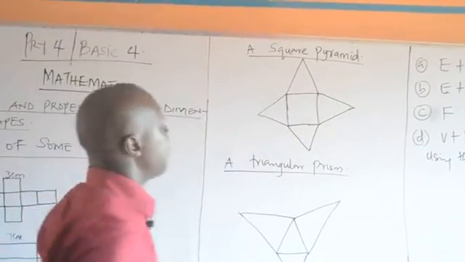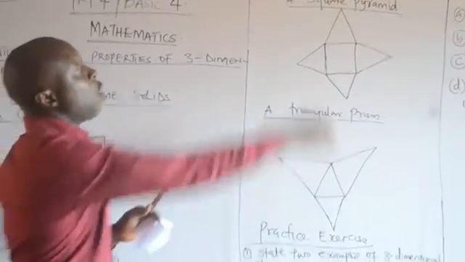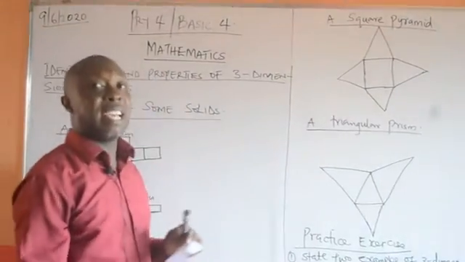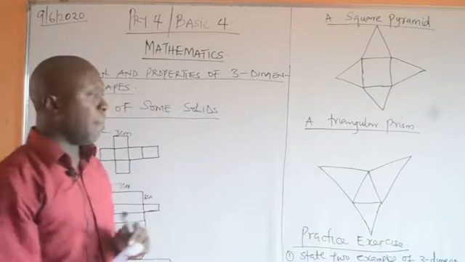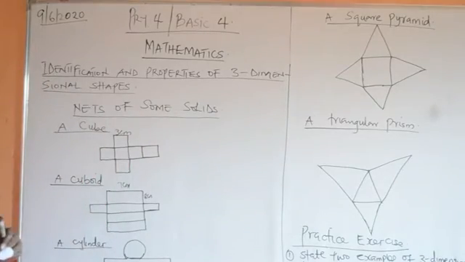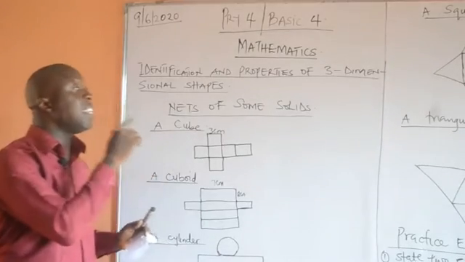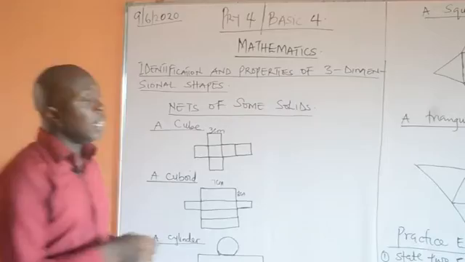Then this is the next shape, a square pyramid. The next shape, a triangular prism. Get a carbon paper, cut it into this form. It will give you exactly a square pyramid, and this will give you exactly a triangular prism. Is that taken? This is supposed to be a practical class, so you are expected to get a carbon paper to produce the nets of some of these solids. Is that taken?